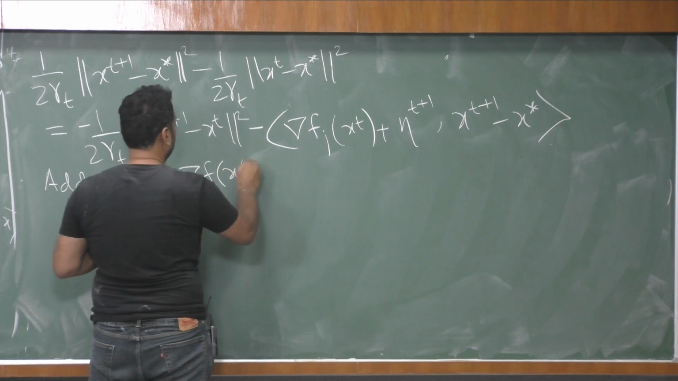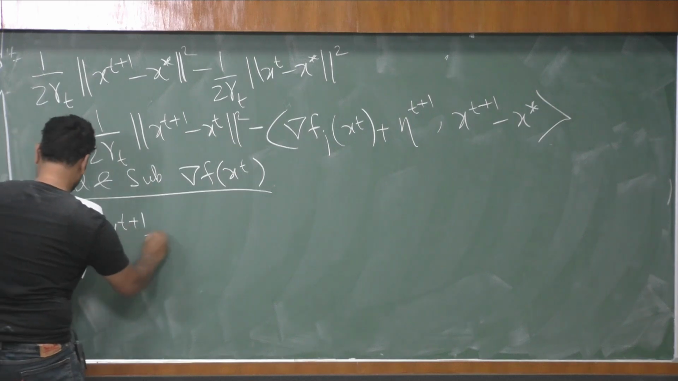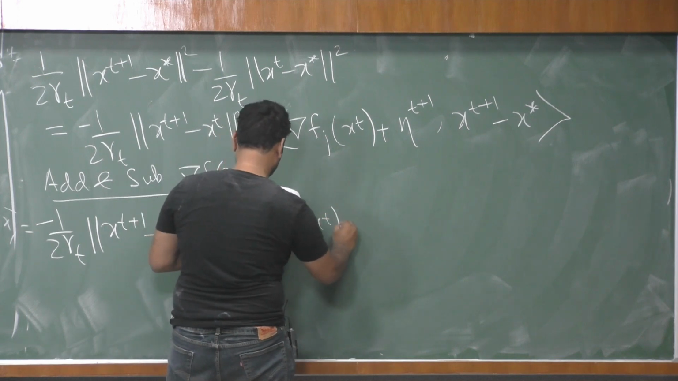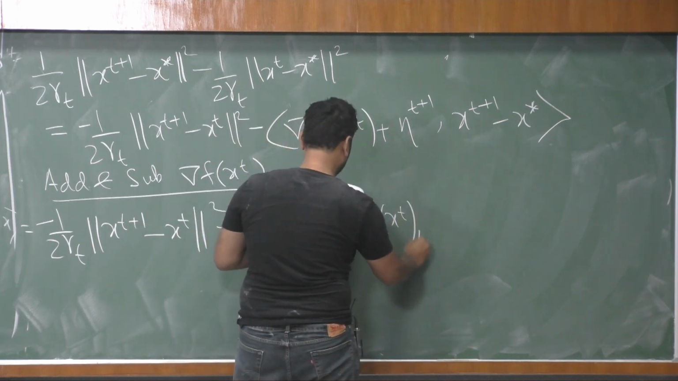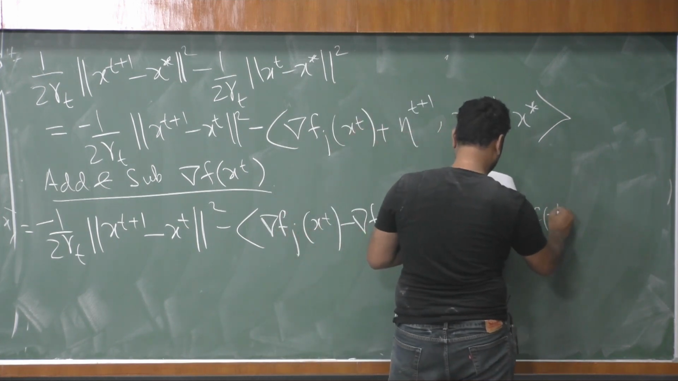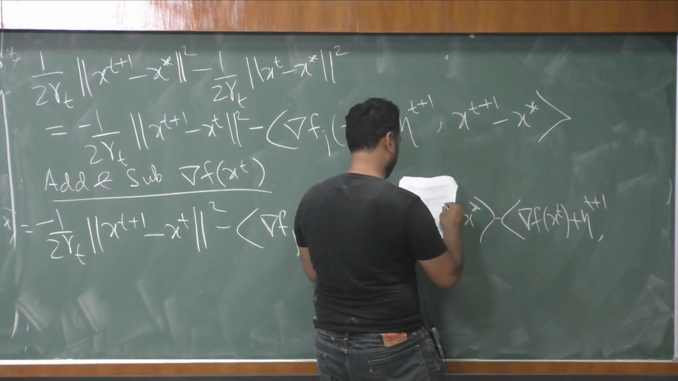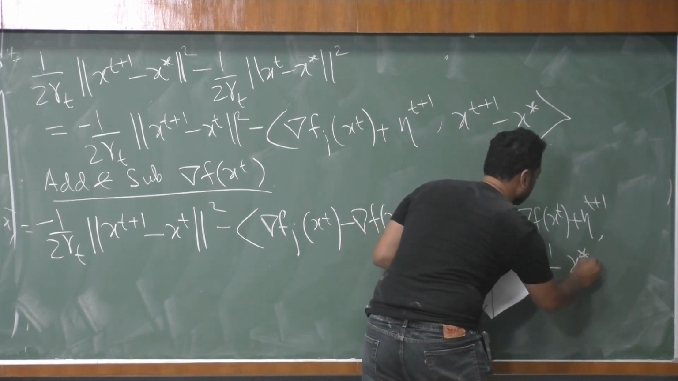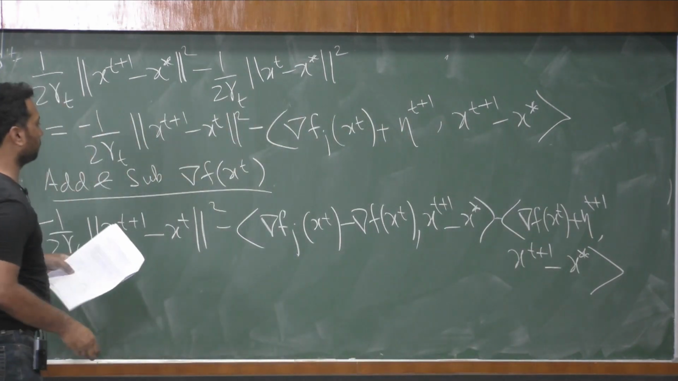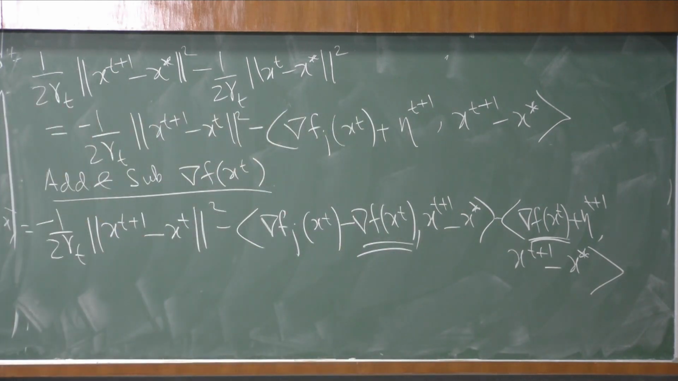grad f(xt), and this leads to minus 1 by 2 gamma_t ||x_{t+1} minus x_t minus grad f(x_t)||² minus grad f(x_t) minus grad f(x_{t+1}) minus x star minus grad f(x_t) plus eta_{t+1}, and then x_{t+1} minus x star. Okay, so that's it. What we have done is that we have added and subtracted these, so nothing changes.